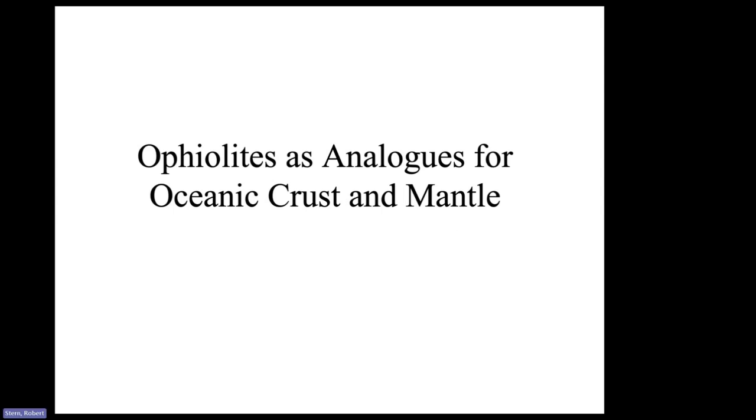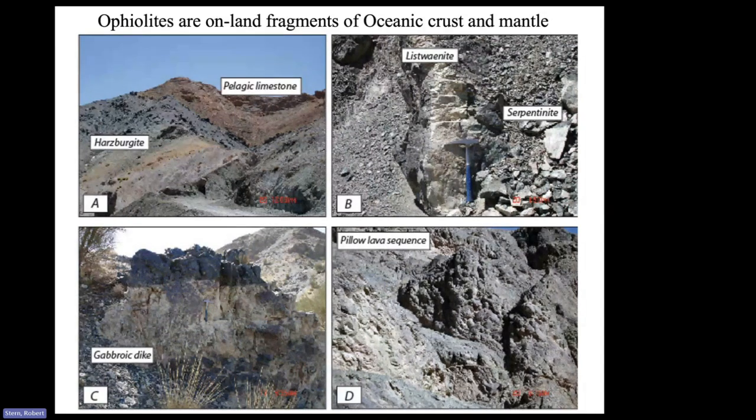Now let's talk a little bit about ophiolites as analogs for oceanic crust and mantle. So ophiolites are on land fragments of oceanic crust and mantle. And here you can see some exposures in Iran. So harzburgite is a mantle rock, a kind of peridotite. And here we see a pelagic limestone, a sedimentary unit deposited right on top of it or in thrust contact.